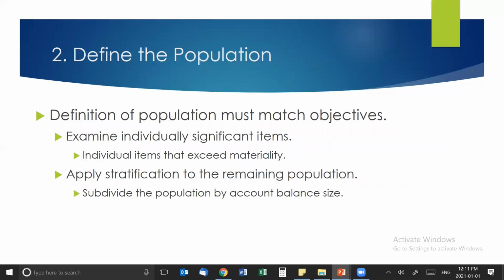Then you're defining the population. So you're looking at individual items that exceed materiality, right? Those ones you want to look at for sure. And then for the remaining population, you want to put those individual significant items that exceed materiality in another bucket from everything else that's lower than materiality, because you're going to pick a higher sample for stuff that is material.